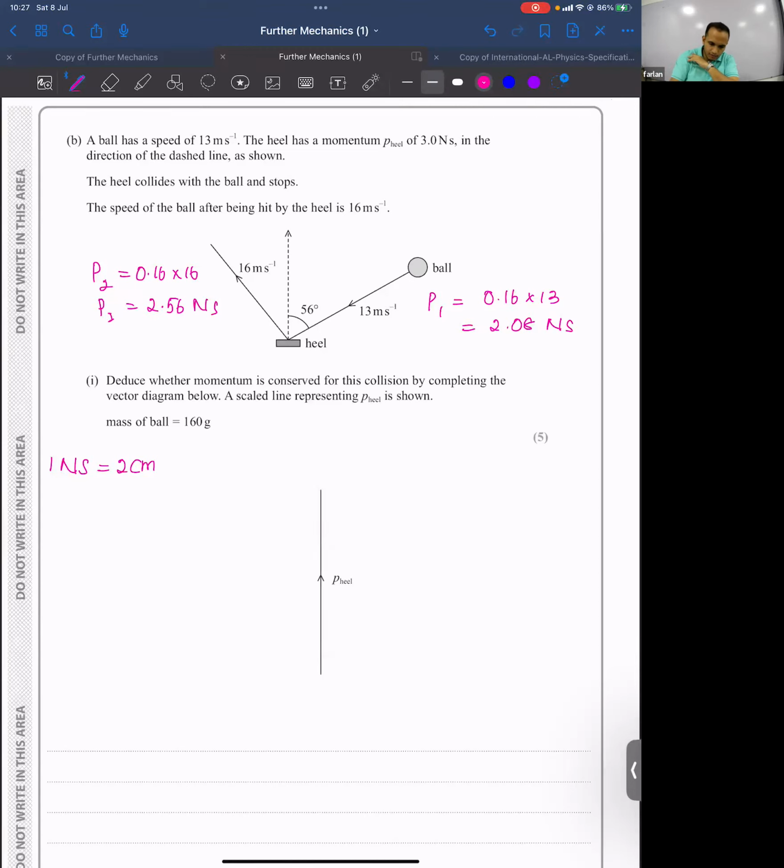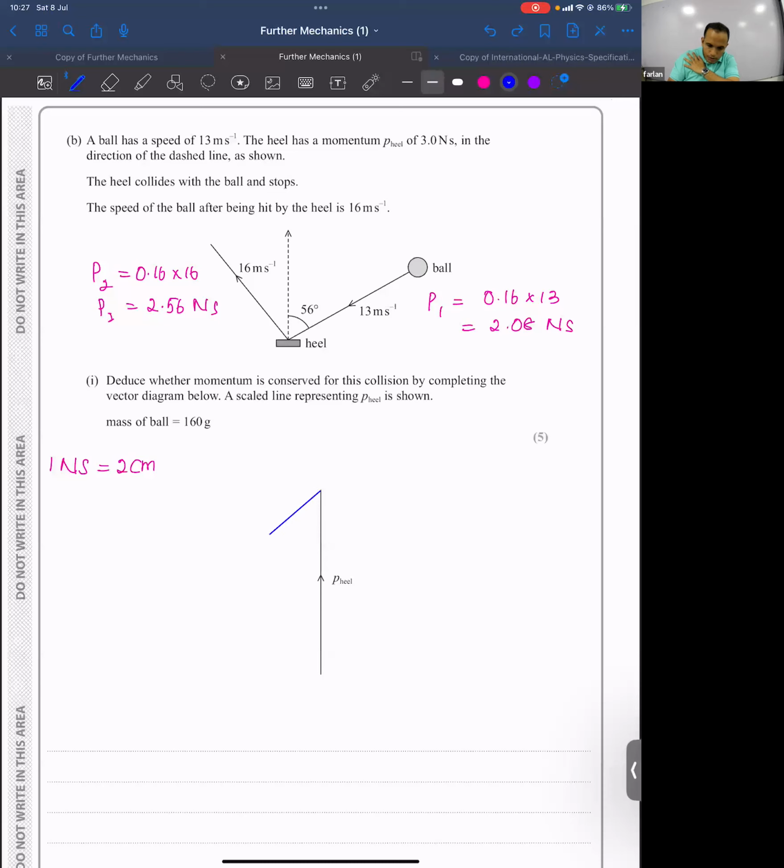So this angle is 56 degrees. I'll start from here to represent that one, 56 degrees. If you do the opposite side also, it's the same thing, no problem. As long as I want to see whether I'm getting a closed vector triangle. So I'll take 56 degrees.